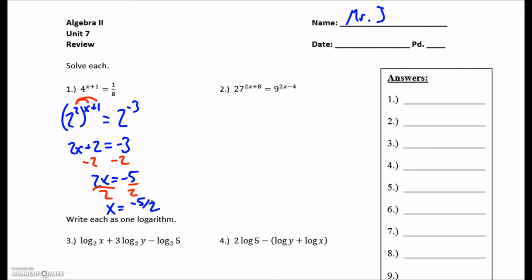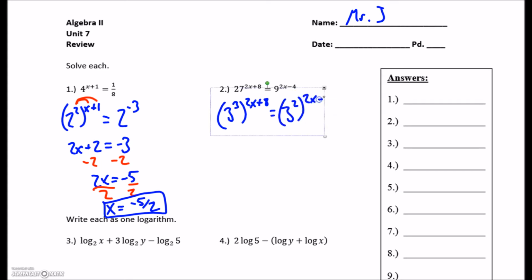Alright? Same thing with the next one. The next one, I can get a common base of 3 here. So 27 is 3 to the third power. 9 is 3 to the second power. And now from here, I multiply the exponents and I set them equal to each other. So again, I'm going to be distributing these exponents, because that's my properties of exponents, when I raise a power to a power, I multiply them. But now with the same base, I set the exponents equal to each other, so I end up with 6x plus 24 equals 4x minus 8.